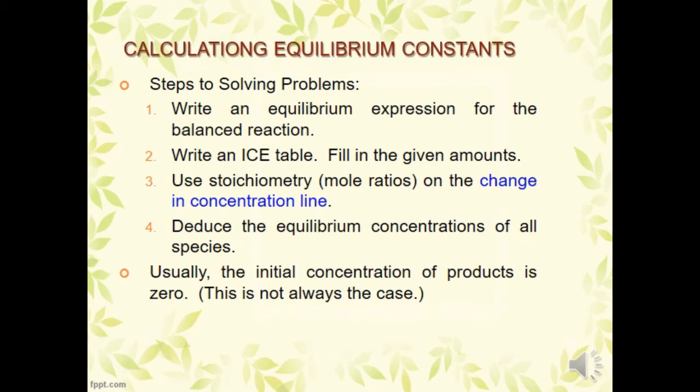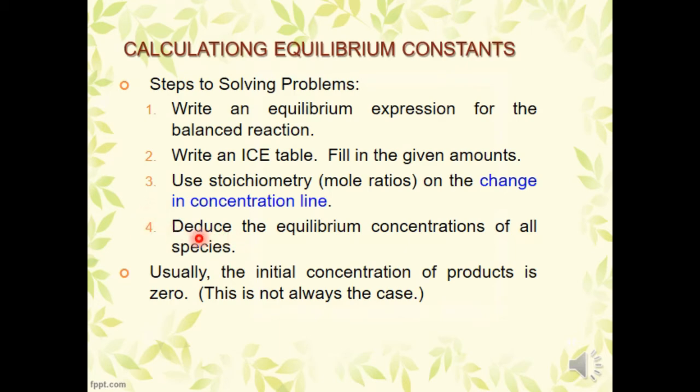So this is summing up, step by step, what you need to do when you solve problems relating to the equilibrium constant. The first is making sure the chemical reaction is balanced, then you write the equilibrium expression. Secondly, write the ICE table and fill in all the given amounts. Then use stoichiometry for the change in concentration line, the second line of the ICE table, this one, C.